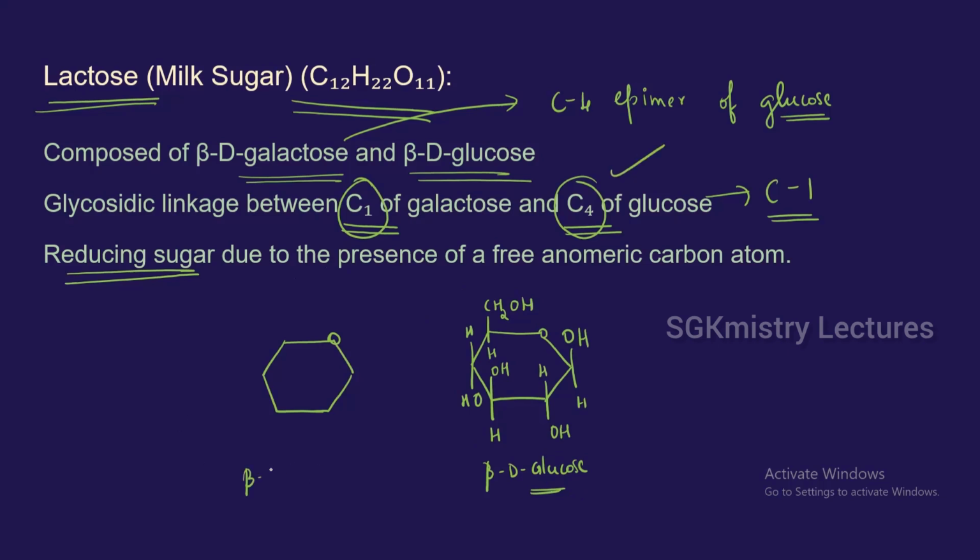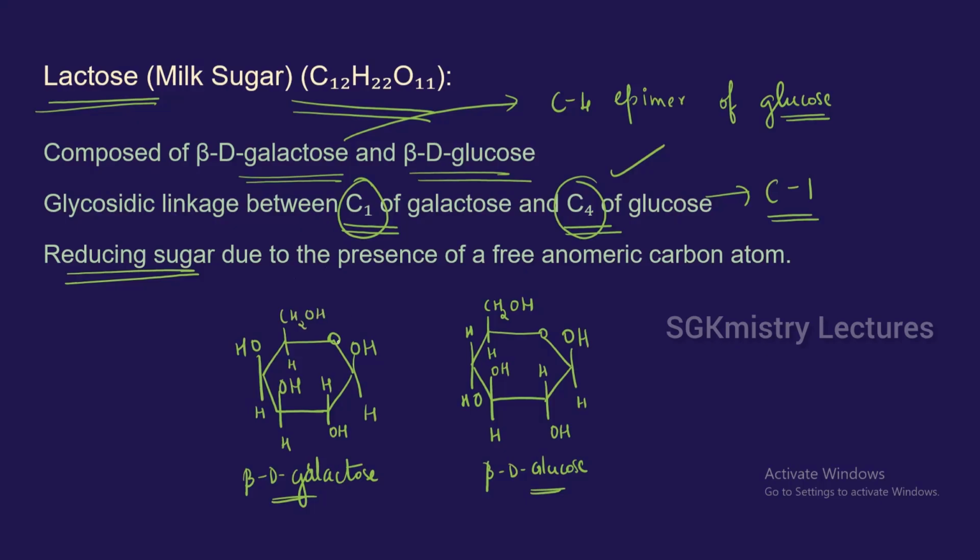Now I write beta D galactose in starting. First, I need to write the galactose structure, then bond it with the C4 of glucose, right? So galactose, again, beta. As I already told, it is just the C4 epimer, because of which the configuration around all other carbon atoms remains the same. So I'm going to write exactly the same in C1, C2, C3. Now in C4, I have to write it opposite. So OH will be here, H will be here. Then again in the other carbons also, it will be the same.